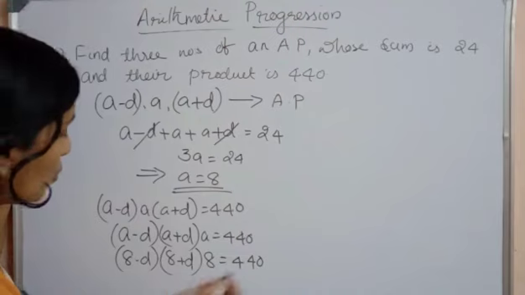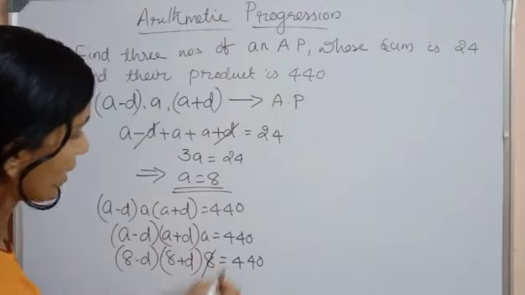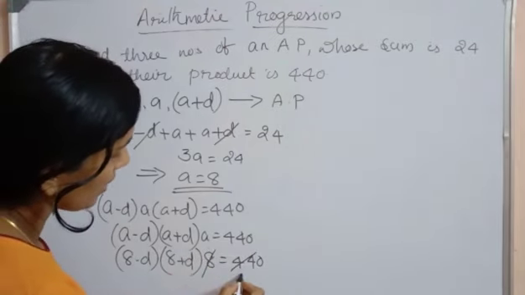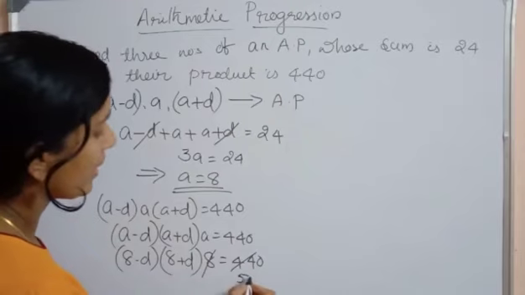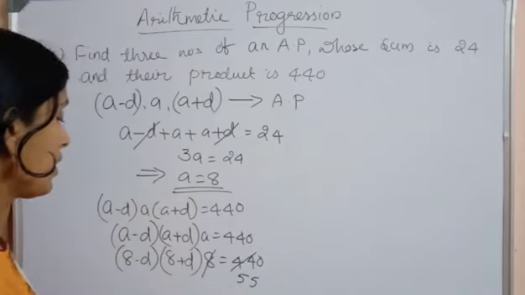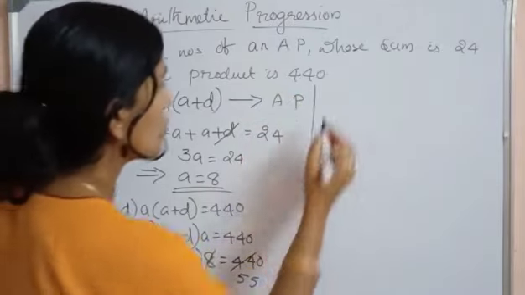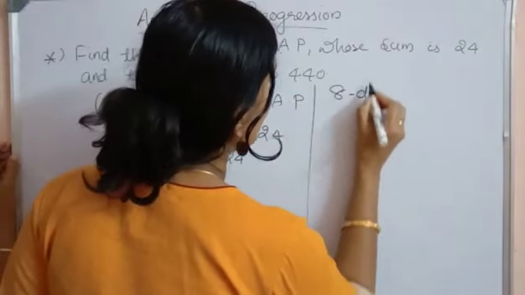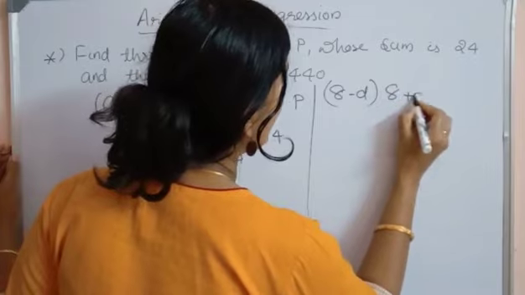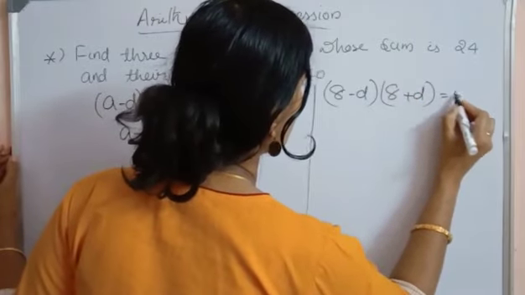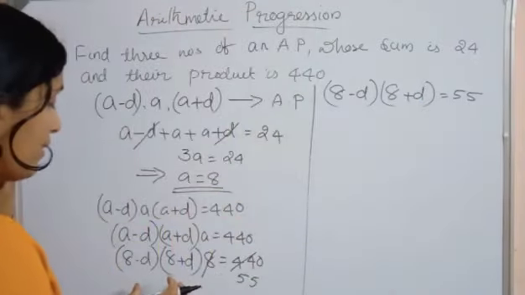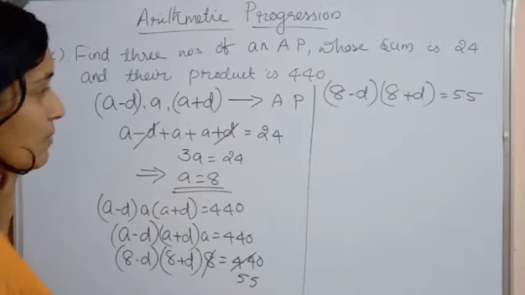Divide both the sides by 8. This 8 gets cancelled, and 8 5s are 40, again 8 5s are 40, 55. You'll get this value as 55. So this expression changes to 8 minus D into 8 plus D is equal to 55, as you are dividing both the sides by 8.